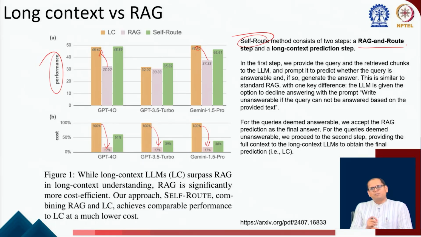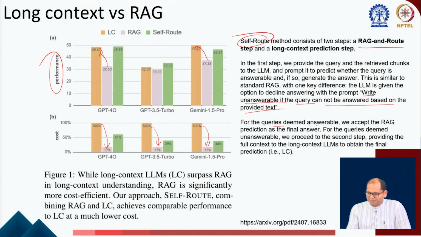They first ask the model if the question is answerable based on this retrieved context. So, you can write "unanswerable" if the query cannot be answered based on the provided text. This is an additional instruction that they provide to the language model, and the language model has this option to say it is not answerable from this context. If it says so, they will go back to the long context. So, this is a simple routing mechanism based on the LLM answer.